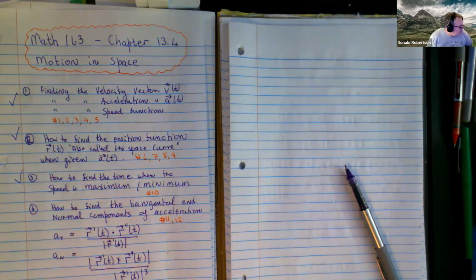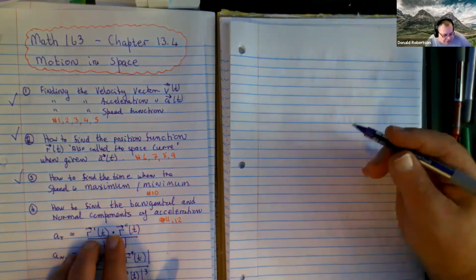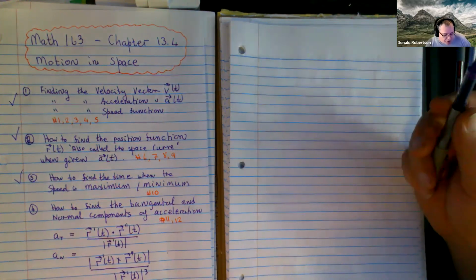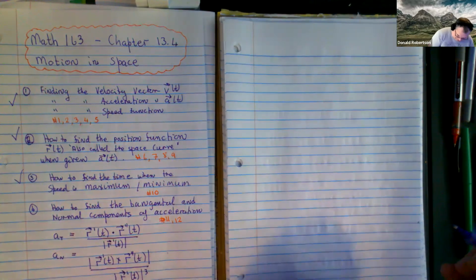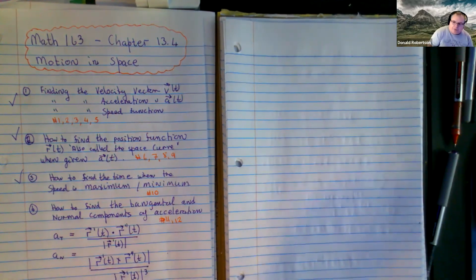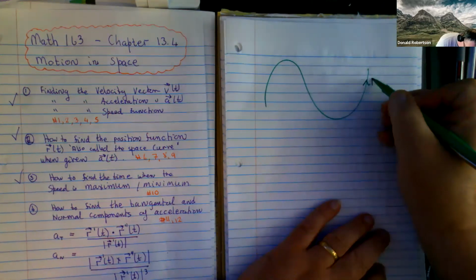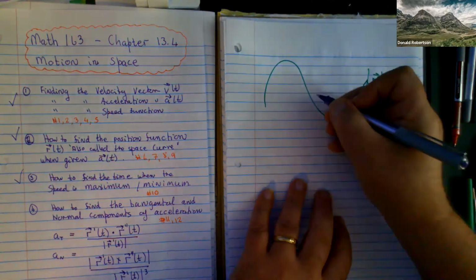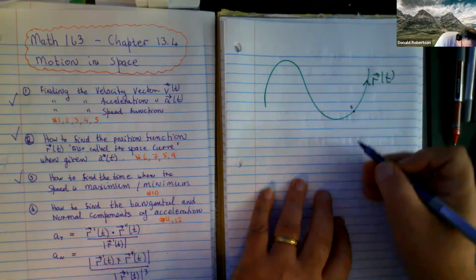There we go. What we're left with now is our last two questions, essentially. And these are how to find the tangential and normal components of acceleration. So we'll try and explain what these are. There's your space curve doing its thing. If you choose some point, let's call it T.